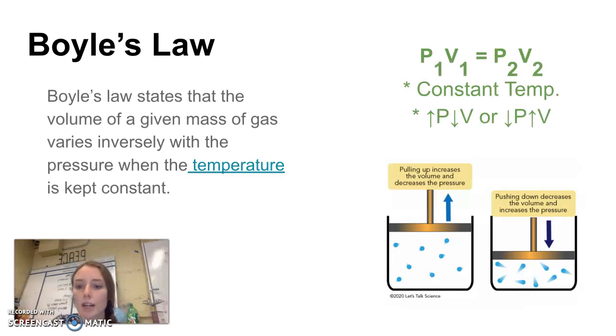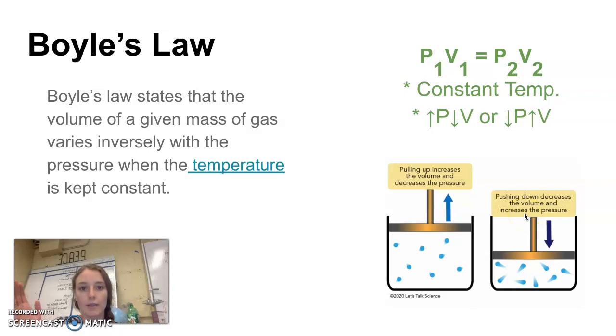It states that the volume of a given mass of a gas varies inversely with the pressure when the temperature is kept constant. So write this down, but also write down this over here. So P1 times V1 equals P2 times V2. So if our temperature is kept constant, if we increase the pressure, the volume will decrease, or vice versa. They're inversely related. So that makes sense.